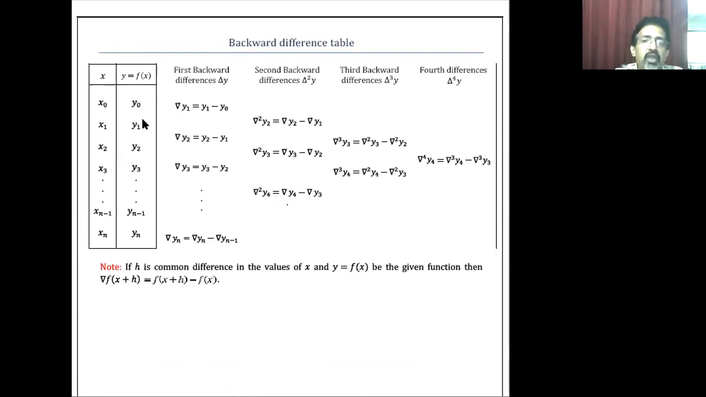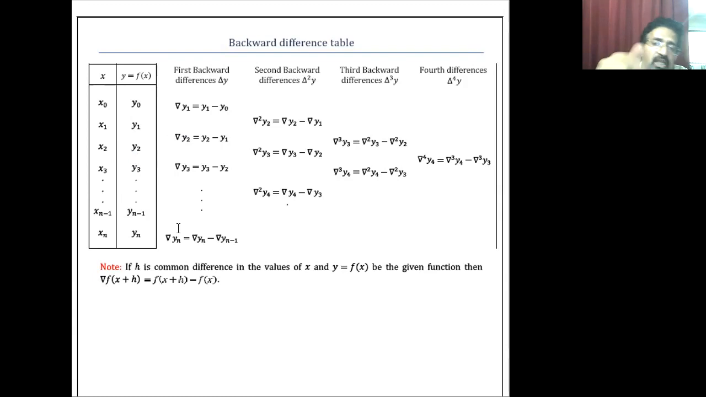Then in between y0 and y1, y1 minus y0, I write nabla of y1. Basically, if you observe, nabla of y1 is the same as del of y0 of the forward difference. In case of forward difference, y1 minus y0 is the forward difference of y0, that is del of y0. But here, the same value y1 minus y0, I take as nabla of y1, the backward difference of y1. Similarly, y2 minus y1 gives me nabla of y2, y3 minus y2 gives me nabla of y3, and like that, yn minus yn-1 gives me nabla of yn.